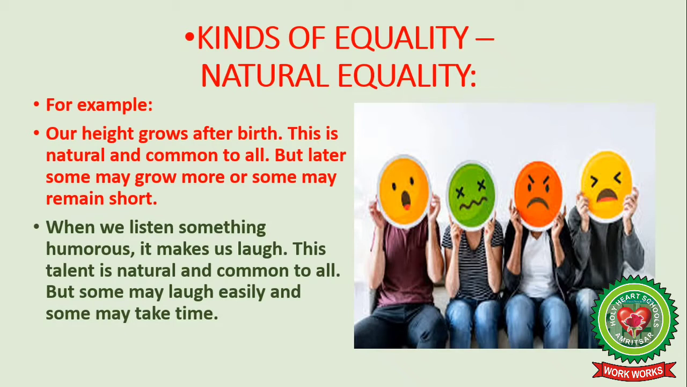This talent is natural and common to all, but some may laugh easily and some may take time. This is also very common. In both examples, what is common? That is talent. In the first example, growing talent is common, and in the second example, laughing talent is common. But what is the difference? The difference is only of the extent. In the first example, the height extent is different, and in the second example, the laughing extent is different.